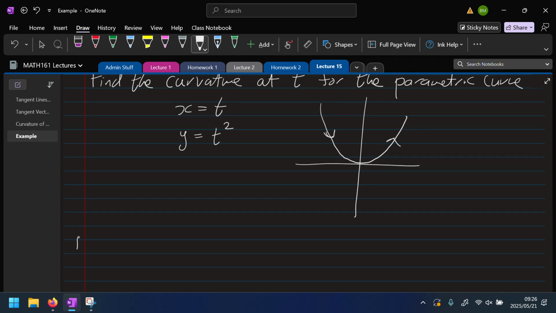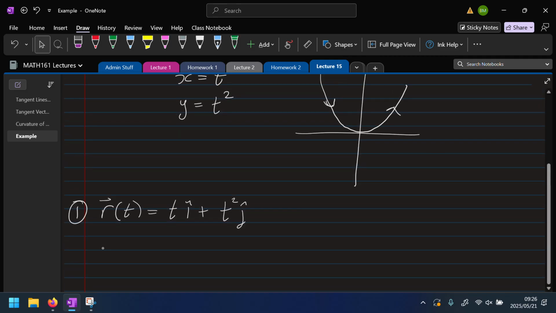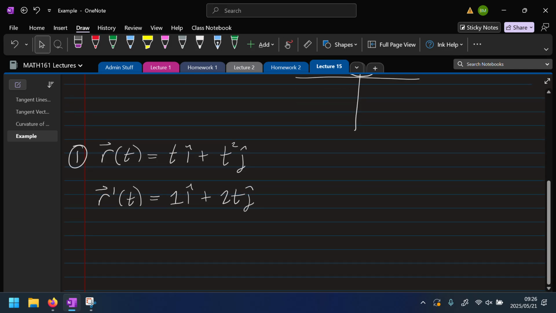So step number 1, we want to find the velocity and the speed. The position vector is going to be given by t i hat plus t squared j hat, right? Just x i hat plus y j hat. Now we need the velocity, so that's r prime. That's just going to be 1 i hat plus 2t j hat. Okay, so that is the velocity vector. The speed is going to be the length of this vector.